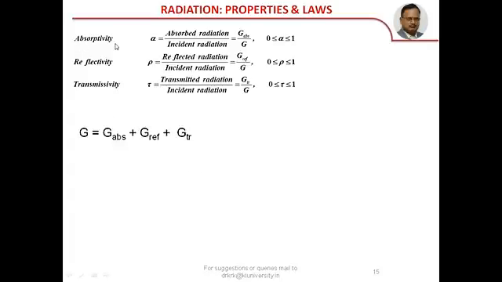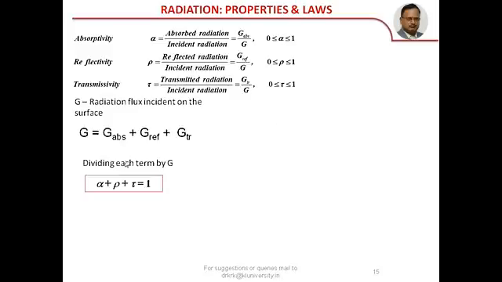So we define absorptivity as the amount of energy absorbed to the total amount, reflectivity as the amount of energy reflected to the total amount, and transmittivity as the amount of energy transmitted to the total amount incident on it. The values of absorptivity, reflectivity and transmittivity lie between 0 and 1. Now divide this energy balance equation by G.